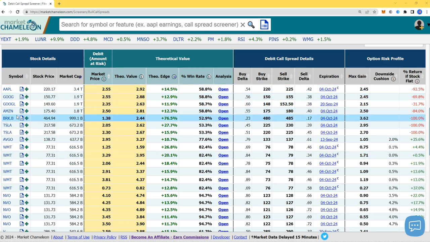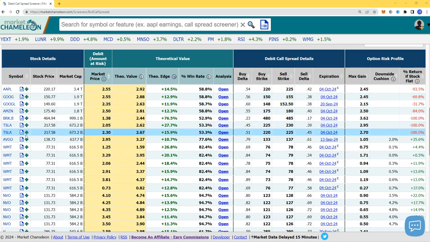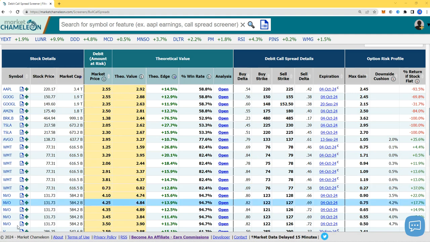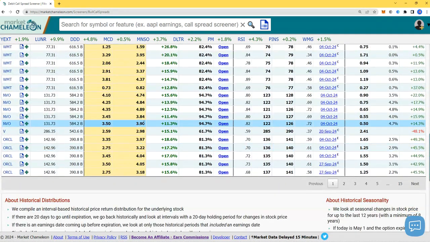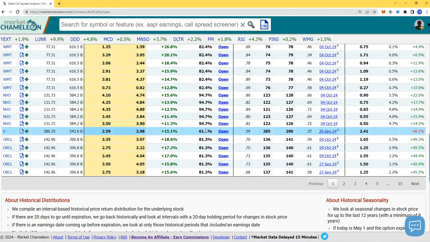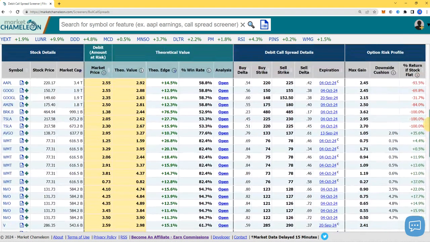So we got Apple, Google, Amazon, Berkshire, Tesla, Avego, a lot of Walmart in here, Nvidia. Okay, this is just the first page. Visa and Oracle have earnings later today. So let's just start and see what we got.